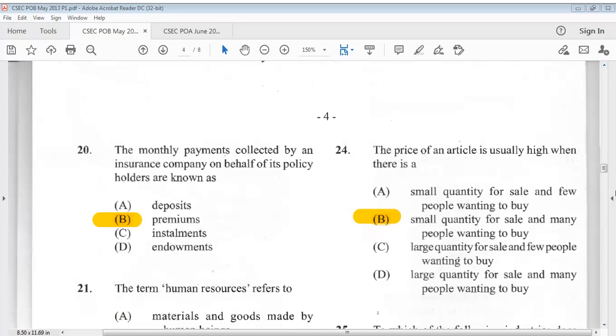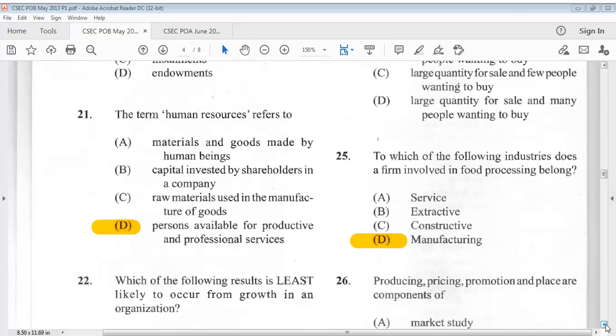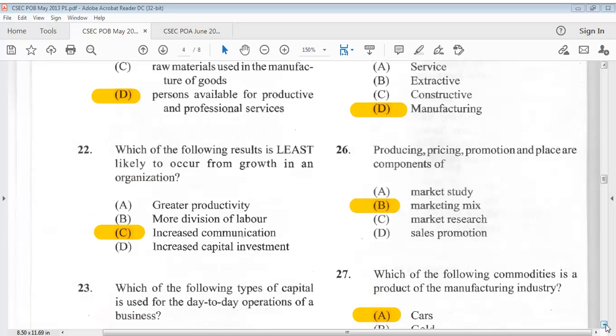24 says the price of an article is usually high when there is, the answer is B, a small quantity for sale and many people wanting to buy. 25 says, to which of the following industries does a firm involved in food processing belong? Once it's food processing, we know that's manufacturing industry. So D would be your answer.